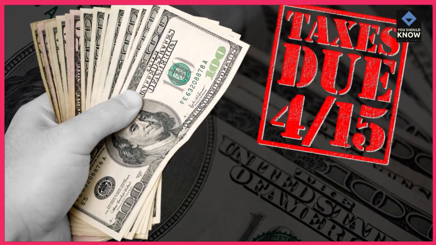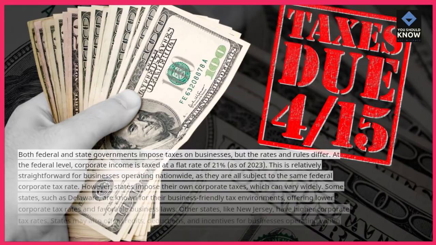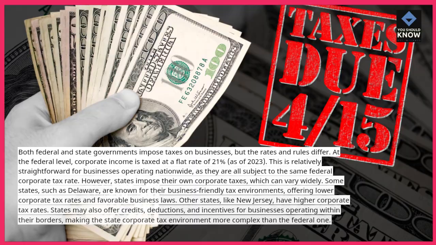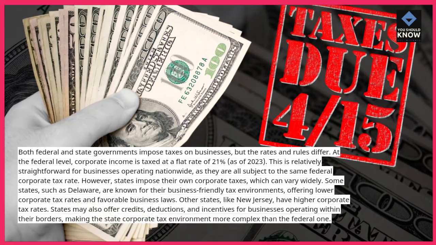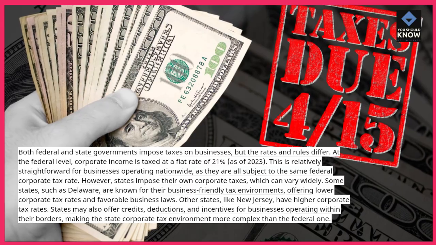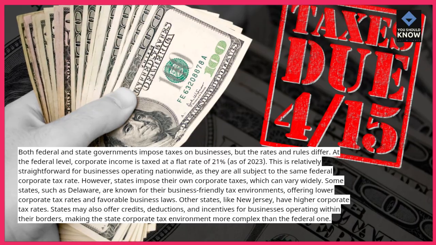Both federal and state governments impose taxes on businesses, but the rates and rules differ. At the federal level, corporate income is taxed at a flat rate of 21%, as of 2023. This is relatively straightforward for businesses operating nationwide, as they are all subject to the same federal corporate tax rate.